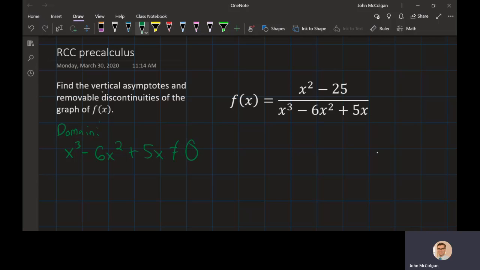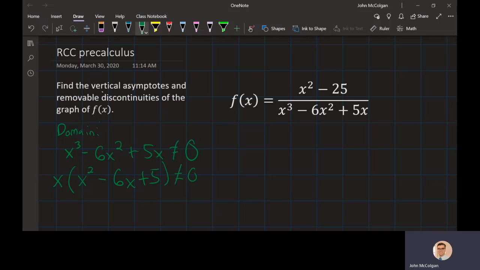So in order to figure this out, what we want to do is factor this polynomial here. And this is thankfully an easy polynomial to factor, because each of the terms in the polynomial has an x. So we can just factor out that x first. So we factor out an x, we're left with x squared minus 6x plus 5. And we know that is not equal to 0.